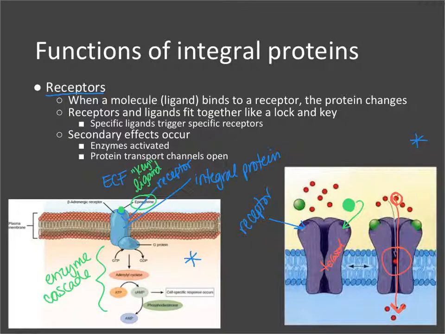So the ligand in this case might be something like a neurotransmitter, or it might be a hormone. And the thing crossing the cell membrane might be something like sodium. So it might be something like an ion. Maybe it's potassium, maybe it's calcium. There's different options for what could be crossing the cell membrane.